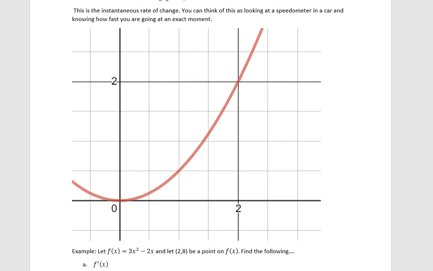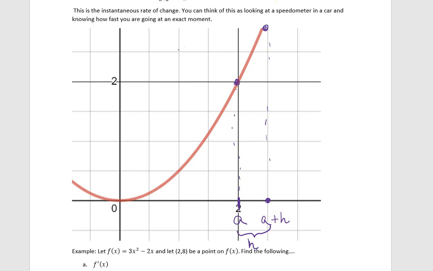So when you think of the instantaneous rate of change, you can think of that as looking at a speedometer in a car and knowing how fast you're going in that exact moment. So here's what this looks like graphically. Let's say that we pick a point A on our graph. And then we're going to pick a point A plus a little bit more, so plus h. Okay? So what we're going to be doing is finding the equation of a secant line. So the distance between these 2 points is h.